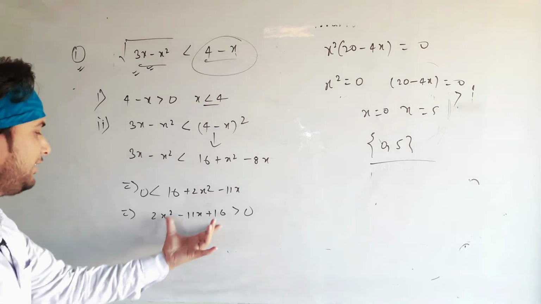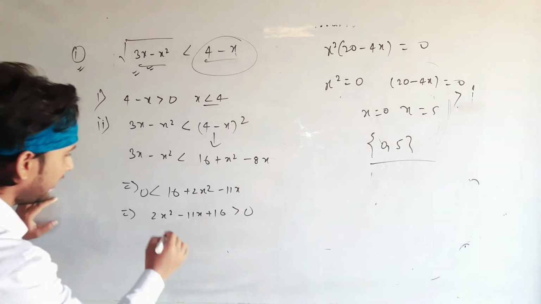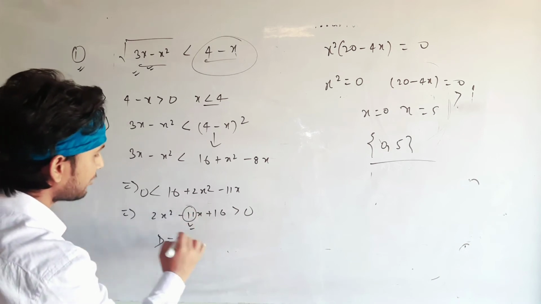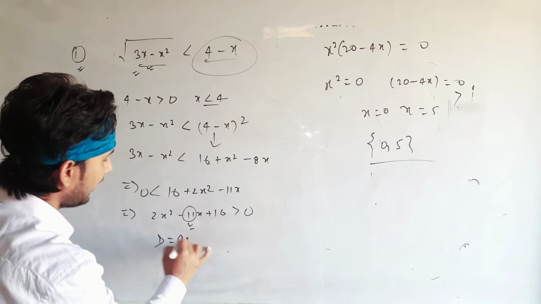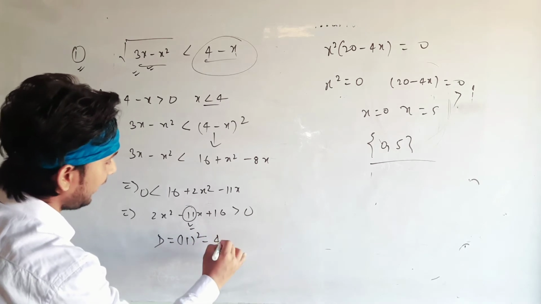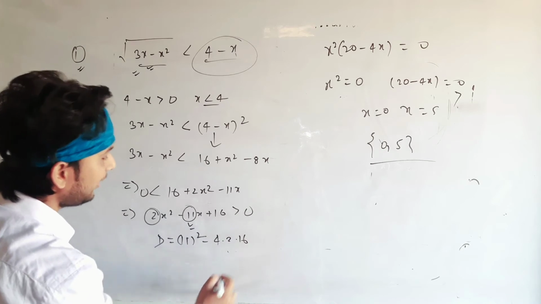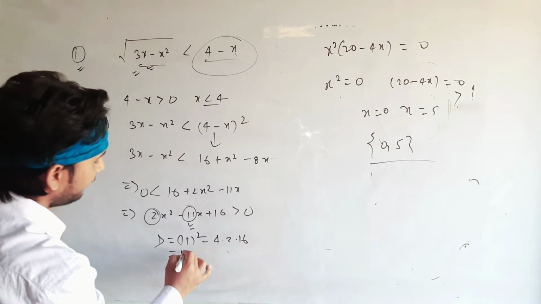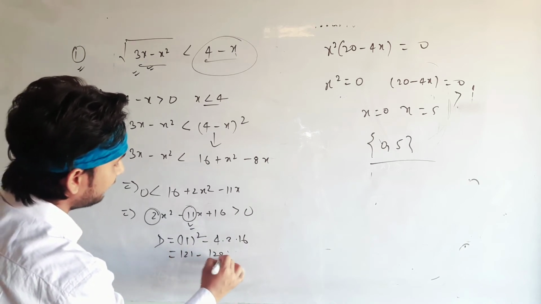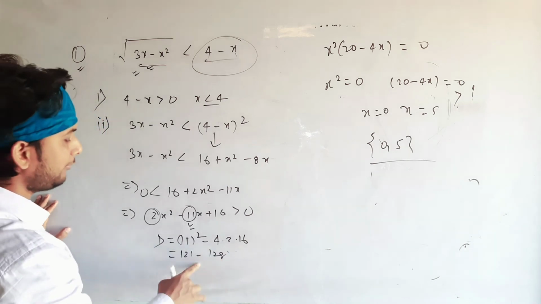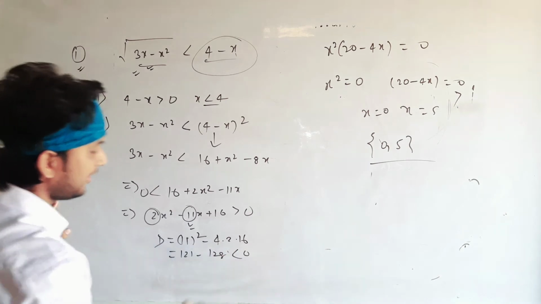Then you have to check the discriminant first. What is the discriminant here? The discriminant will be b square, 11 whole square, minus 4ac. What is a? 2. What is c? 16. It means that here 121 and here is 128. 4 times 16 is 64, and 2 times 64 is 128. It means that it is less than 0.